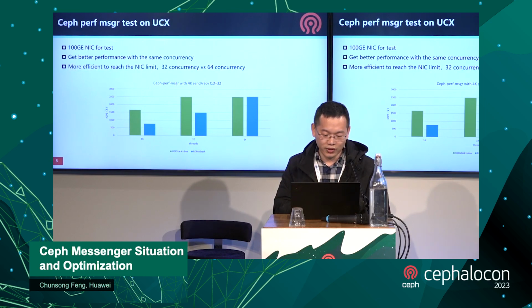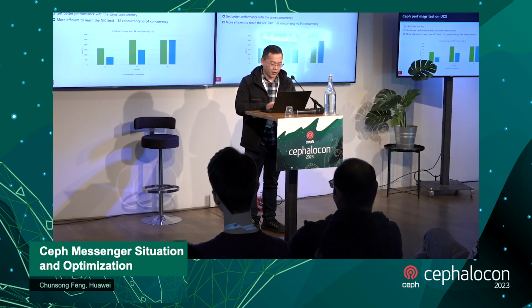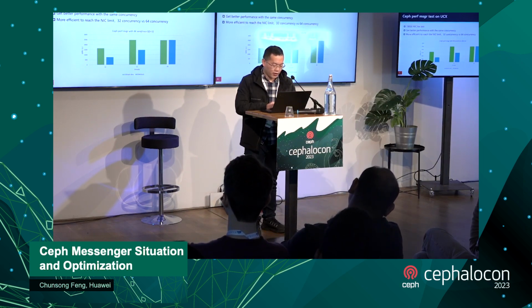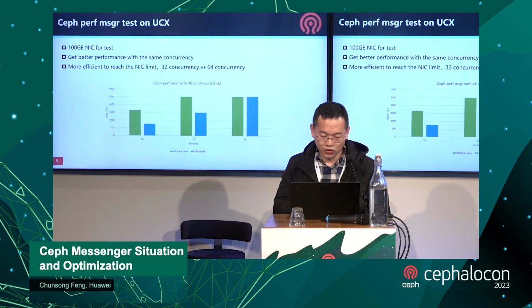In this slide, we use the benchmark ceph_perf_message to test the UCX stack. We use a 100 gigabit NIC for the test with 4 kilobyte packages and queue depth equals 32. We can see the UCX stack can get better performance with the same concurrency. And the UCX stack is more efficient at reaching the NIC limit. It just needs 32 concurrency, and the RDMA needs 64 concurrency.